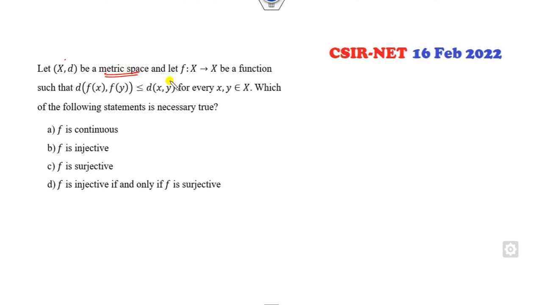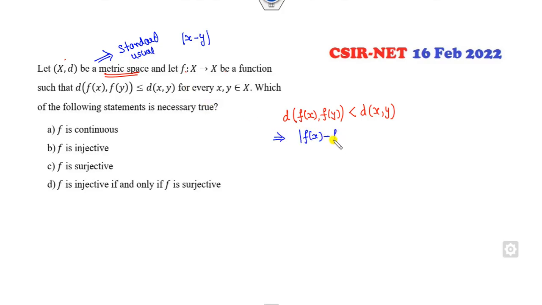X is my metric space. f is a function such that d of f of x, f of y is less than d of x, y. Now the metric is not given to you, so I can assume the standard usual metric, that is the absolute value of x minus y. So this means the absolute value of f of x minus f of y is less than the absolute value of x minus y. Fine. So what does it mean? For every x and y, which of the following are necessary? What does it imply? It implies f is continuous.